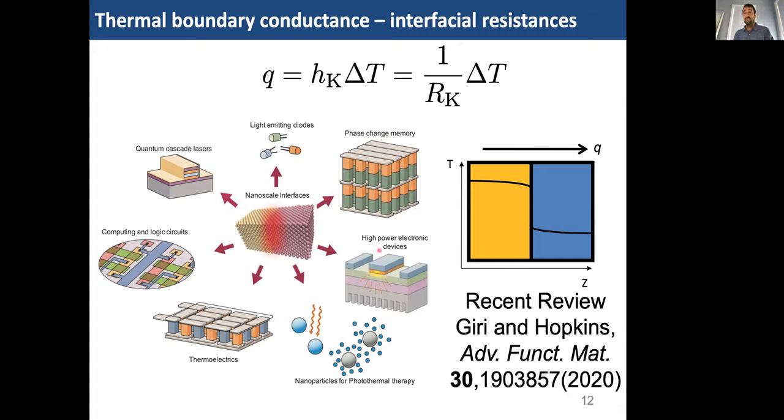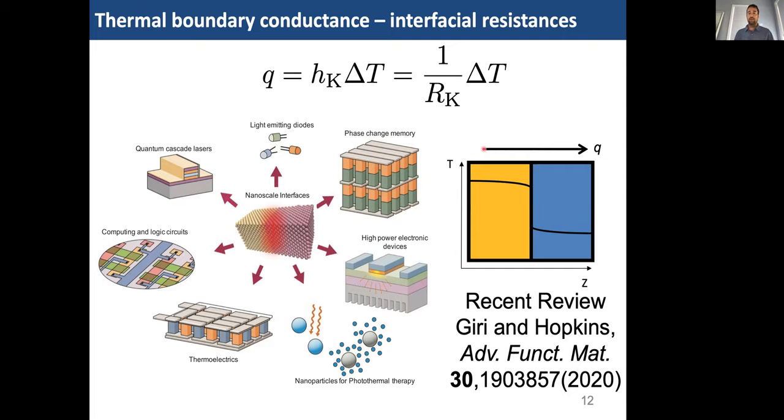Especially if we consider things like quantum cascade lasers with superlattices that have periodicities on the order of, say, a couple of nanometers, phase change memory devices that are trying to be pushed to the 10 nanometer length scale, computing where we're trying to push to the single atom transistor. Everything's going to be an interface, and we have to consider this thermal boundary resistance.